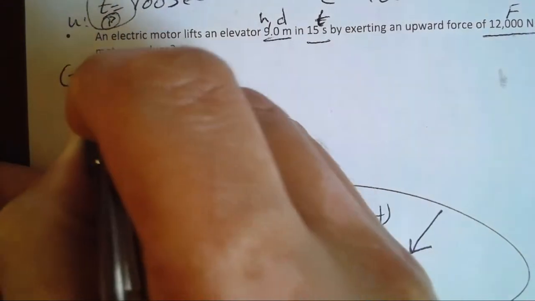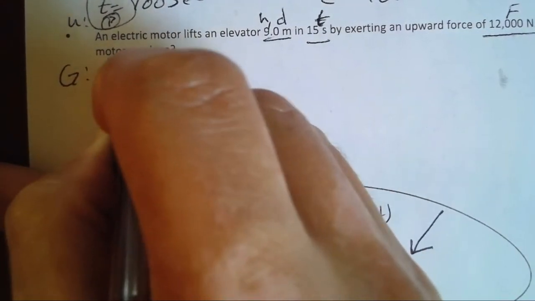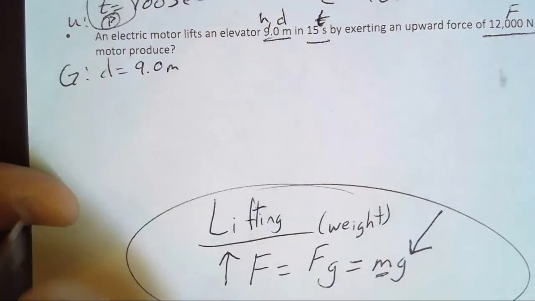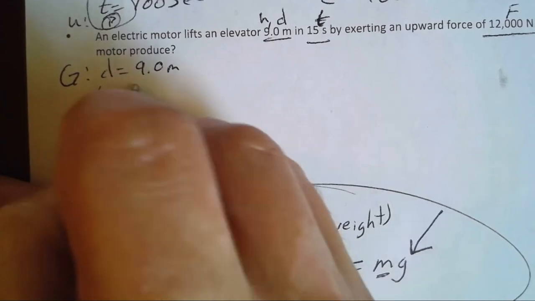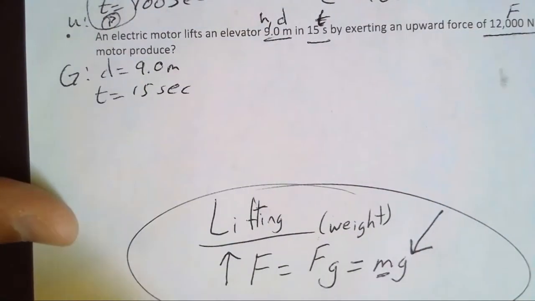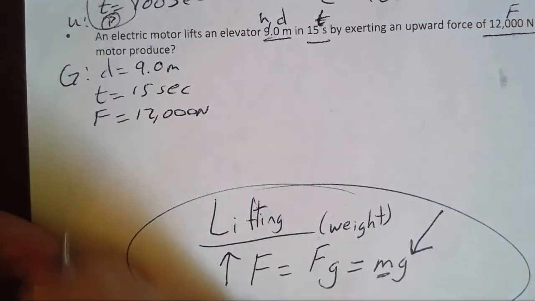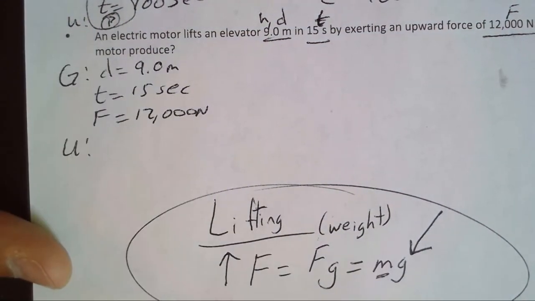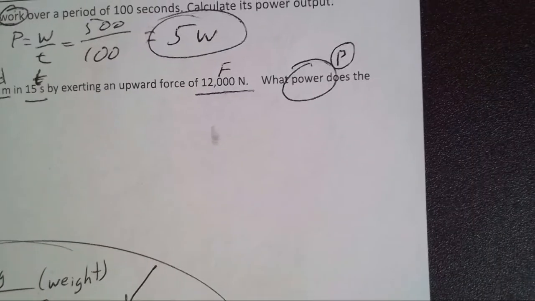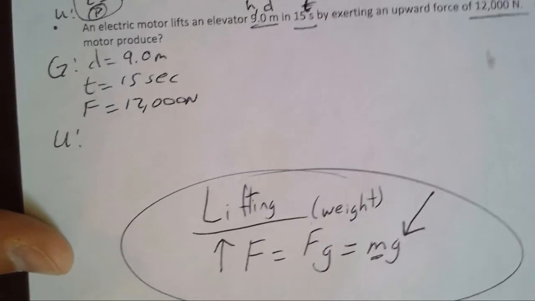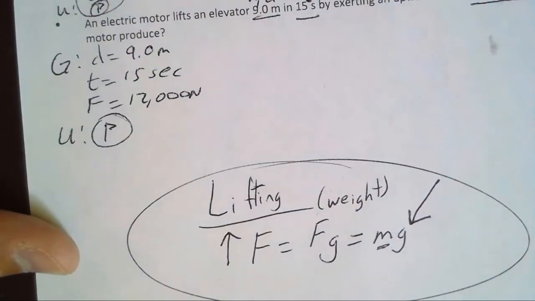So to write that down, givens, we know that, let's just call it distance for now, is 9 meters. We know that the time is 15 seconds. And we know that the force given is 12,000 newtons. Unknown, what they're asking us to find is power. So I'm going to write P over here for power.